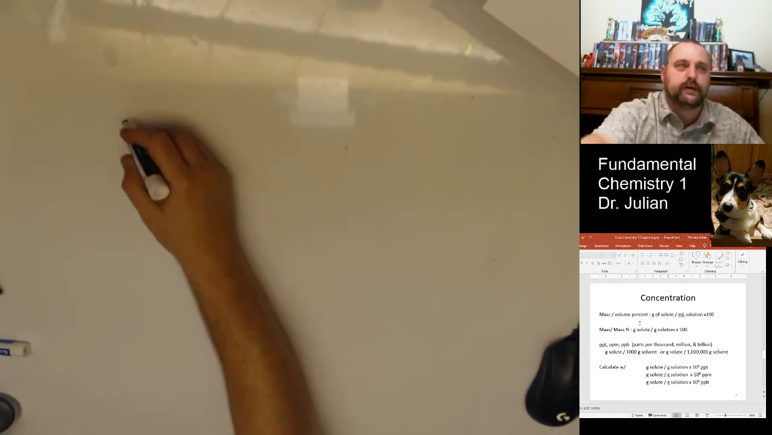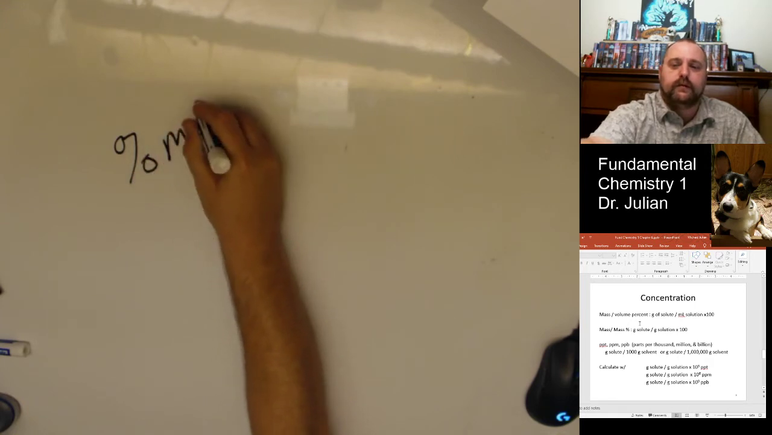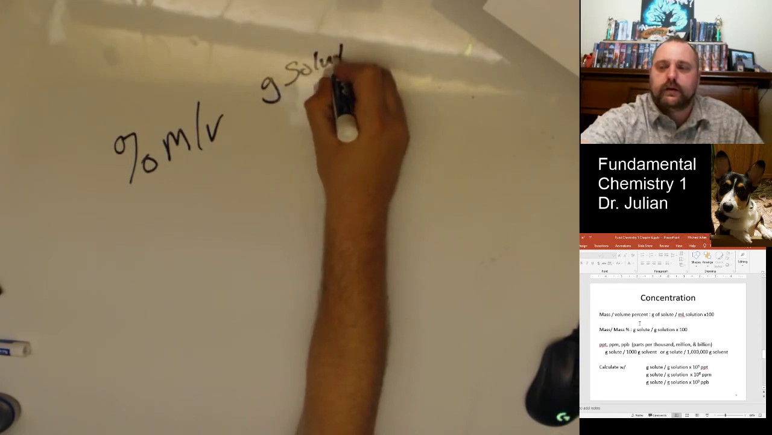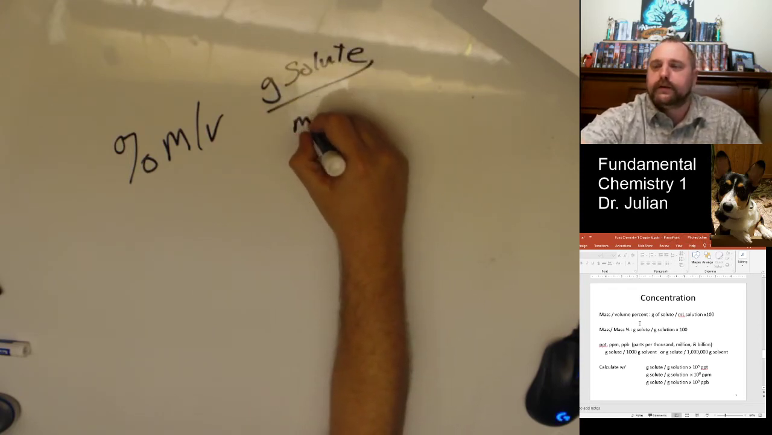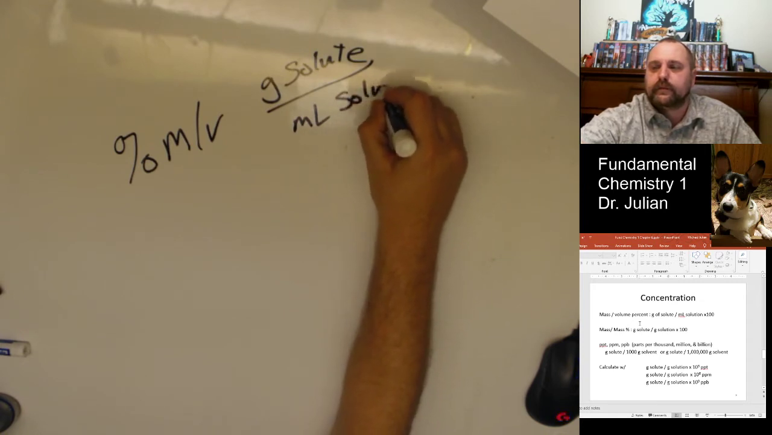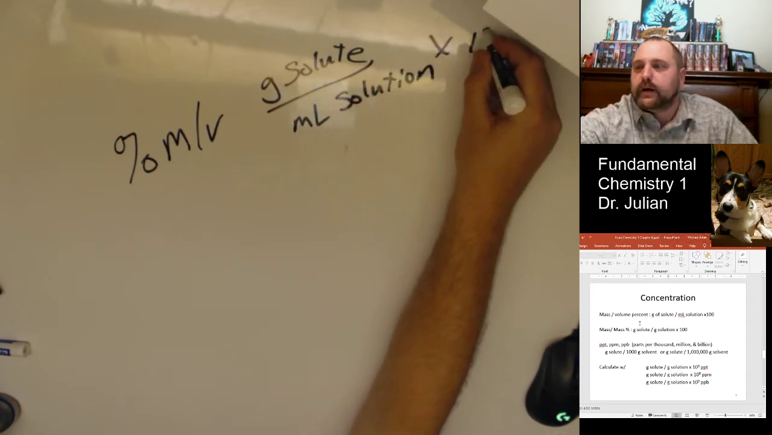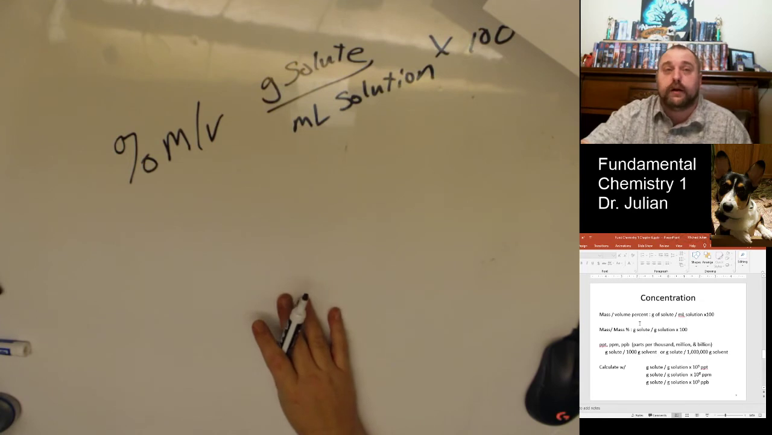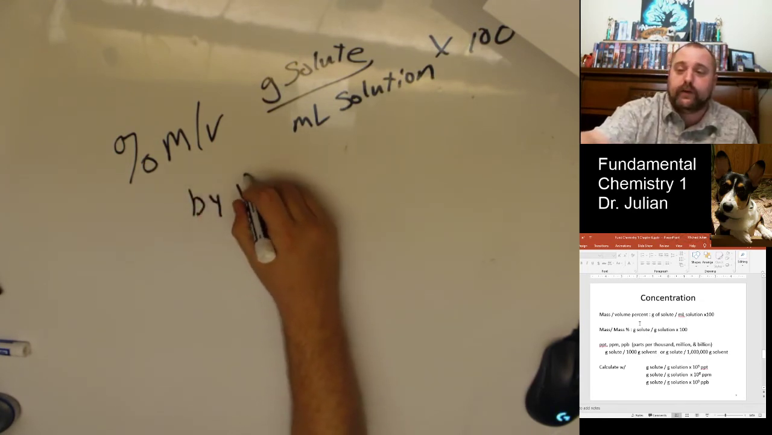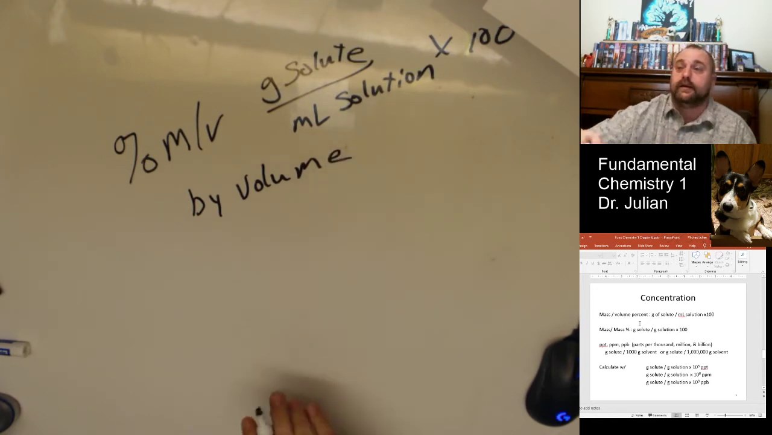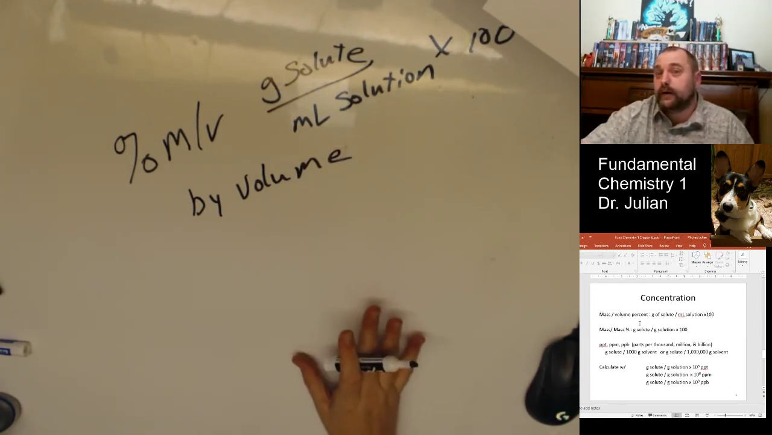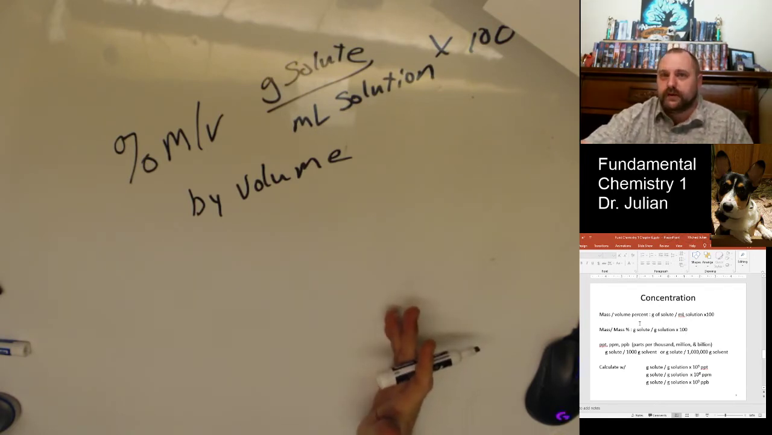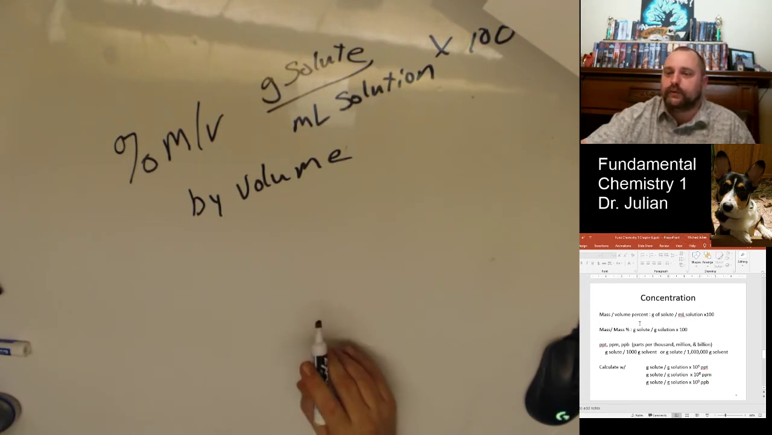The first one up is percent mass over volume, percent M over V. It says take the grams of solute over milliliters of solution, and then times 100. Anything with percent has this times 100. A lot of times that one is called percent by volume, and that's an unfortunate name because, remember, volumes are not additive. So we never take milliliters of solute over milliliters of solution. We just can't do that. It's not going to be reproducible.